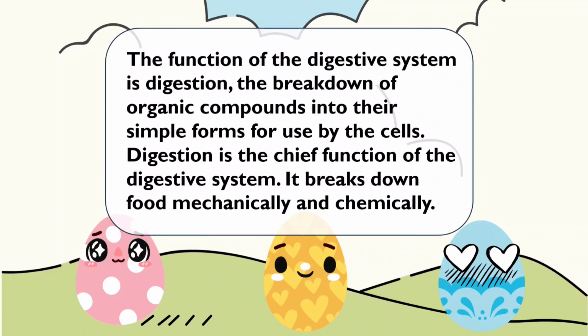The function of the digestive system is digestion, the breakdown of organic compounds into their simple forms for use by the cells. Digestion is the chief function of the digestive system. It breaks down food mechanically and chemically.